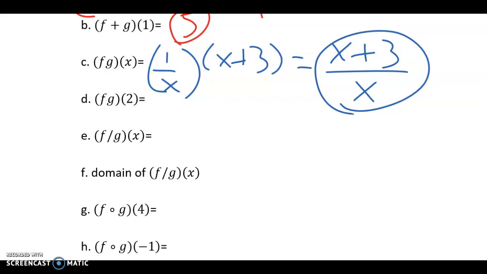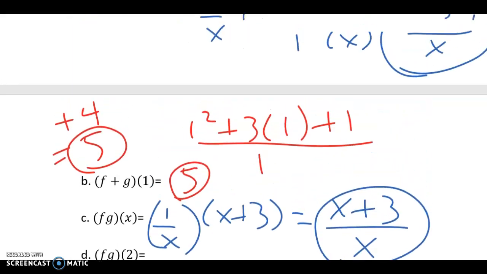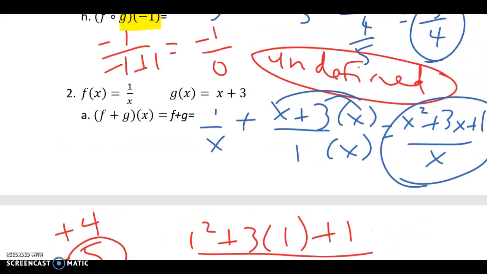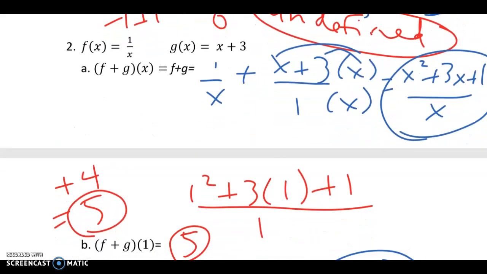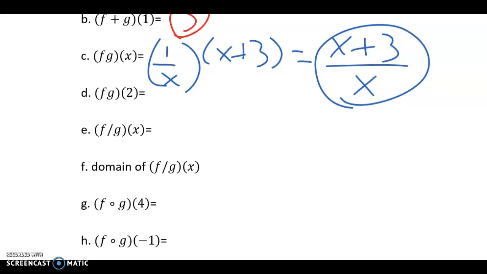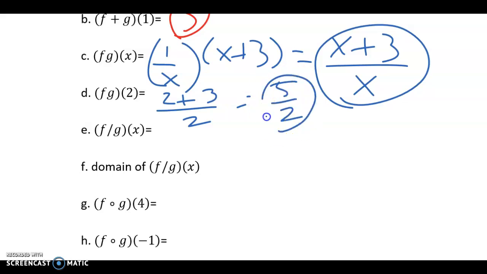When we do f of g of 2, plug in 2 again. You could plug it into both things up above, and since we already did that, oh, we did for 1 though, never mind. But if we plugged in 2, we'd get 1/2 times 5, so we get 5 halves. If we want to plug it in here, you can see you get the same exact thing of 5 halves. So either way, 5 halves or 2.5, it's all the same.